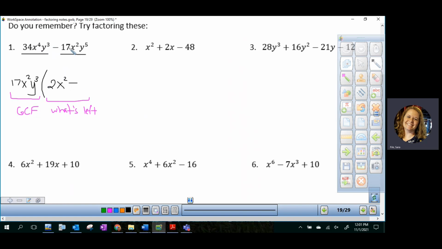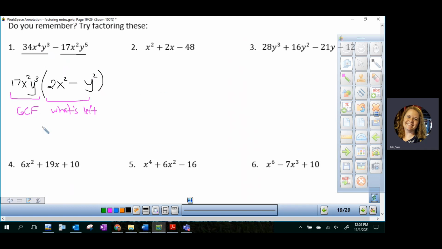Okay, and then minus 17 over 17, that's a 1. X squared over x squared, that's a 1. Y to the 5th over y cubed, that's y squared. Okay, so that's an example of GCF, greatest common factor.